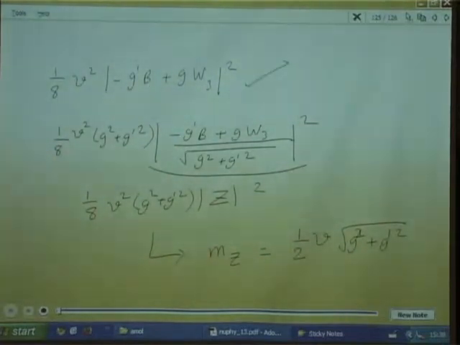So if I write this thing as, let's say, 1/8 of B square, then I will have G prime and G are real. So G prime squared B square plus G squared W3 square plus twice G prime G B W3. But also we get double plus and double minus. So that's a combination of W1, W2. So let those be separate. Okay. So this is what we get.